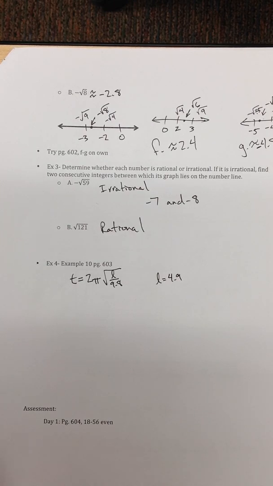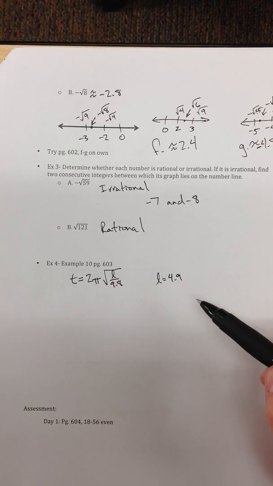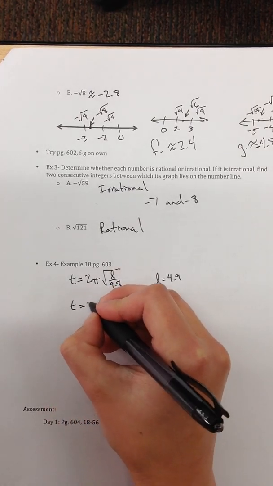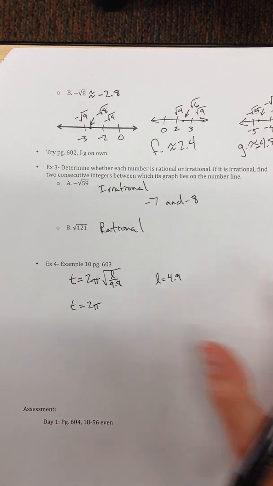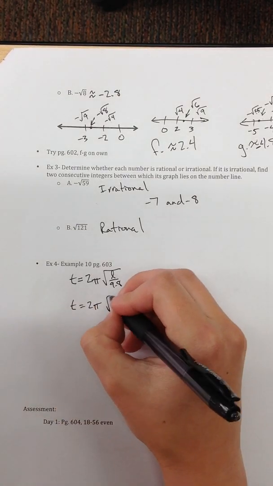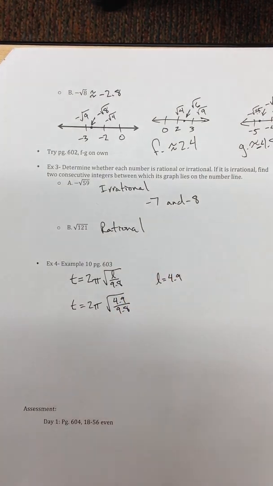Okay, so we're just going to use this formula here. Our T stands for time in seconds, and they told us that our L was 4.9. So what I'm going to do here is I'm just going to plug in. So T is equal to 2 pi. The reason pi is in there is because as that swings, it's swinging at a curve. So pi deals with circles and deals with curves. We'll do more with that next year in geometry. But pi has to do with circles and curves. Then we've got square root of 4.9 over 9.8.